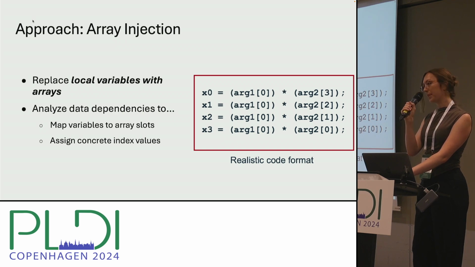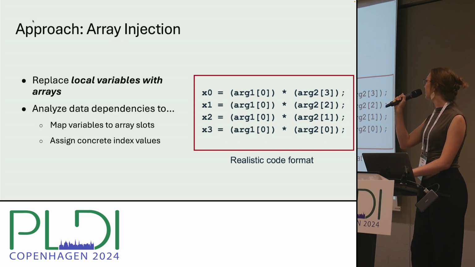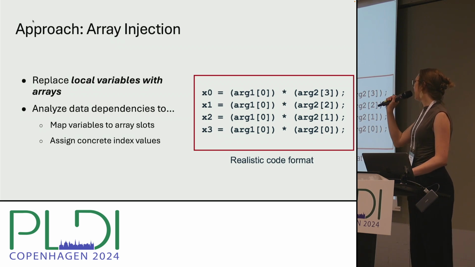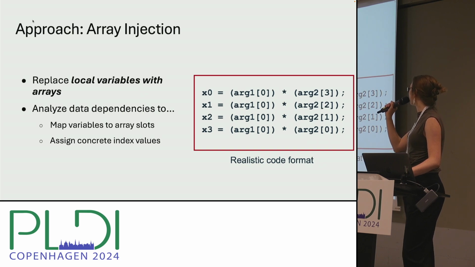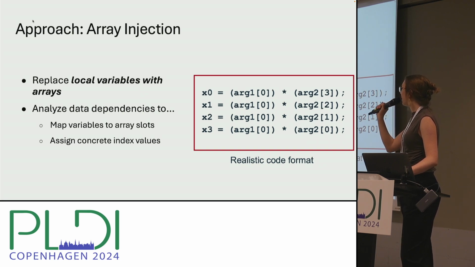The first step is to replace these local variables with arrays, and we can do that by analyzing data dependencies in the source code to map variables to array slots, and basically replace local variable definitions with arrays. Of course this is assuming that the types work out. And then looking at the source code, we can assign concrete index values to those array indices.